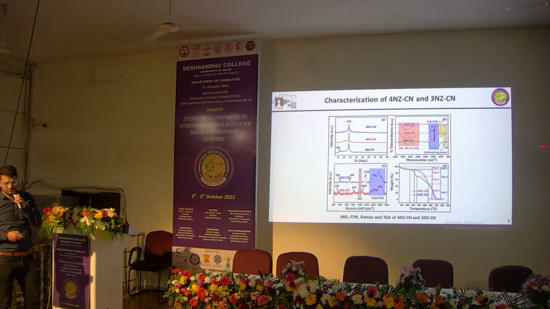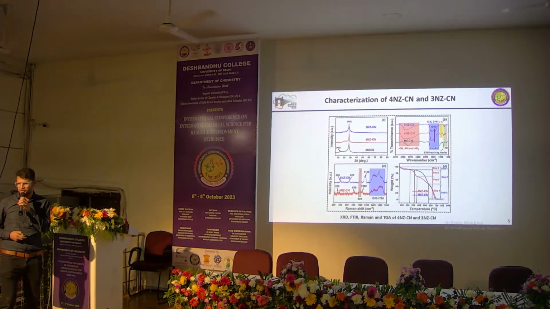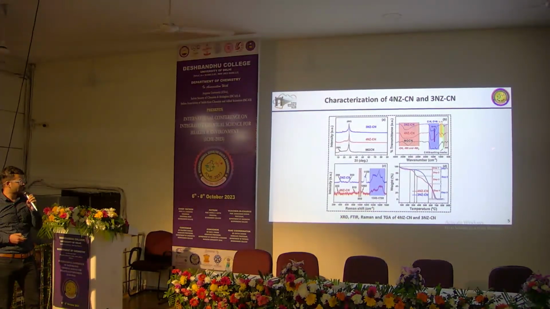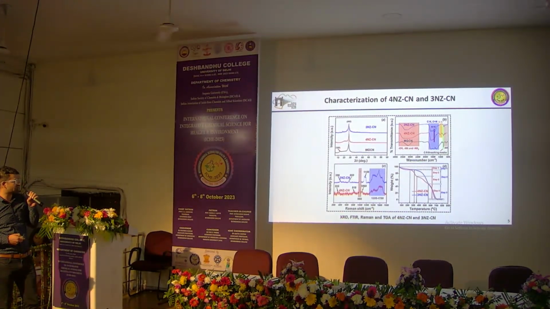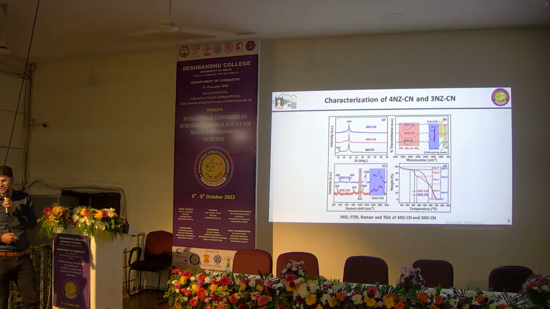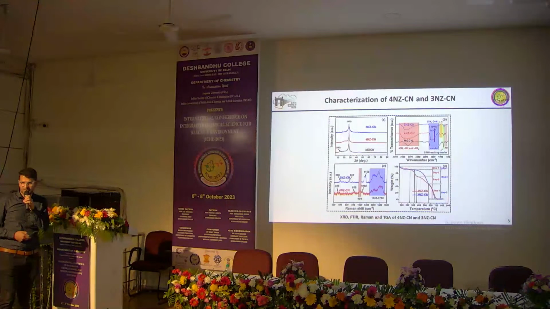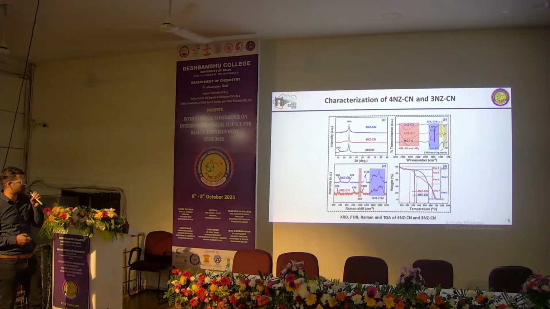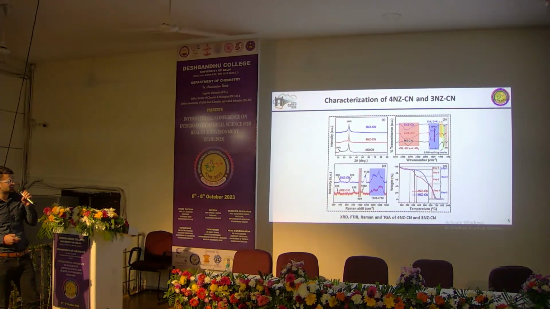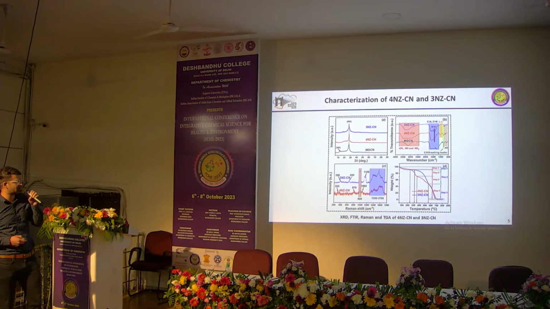Then we have checked the synthesis of these carbon nitrides using various spectroscopic and microscopic techniques. First we have used XRD. The XRD shows the presence of the 002 peak, which is a characteristic peak of graphitic carbon nitride, showing these are graphitic carbon nitride structures. Then we have checked the different functionalities using FTIR spectroscopy.